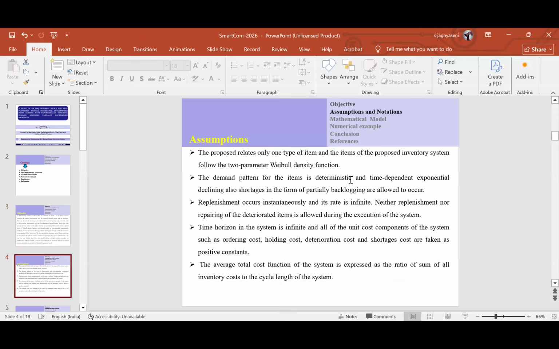So these are my assumptions. First, the proposed model relates to only one type of item, and the items of the proposed inventory system follow the two parameter variable density function. The demand pattern for the items is deterministic and time dependent exponentially declining. Then the replenishment occurs instantaneously and its rate is finite. The time horizon in the system is infinite, and all the unit cost components of the system, such as ordering cost, holding cost, deterioration cost, and shortage cost, are taken as positive constants.